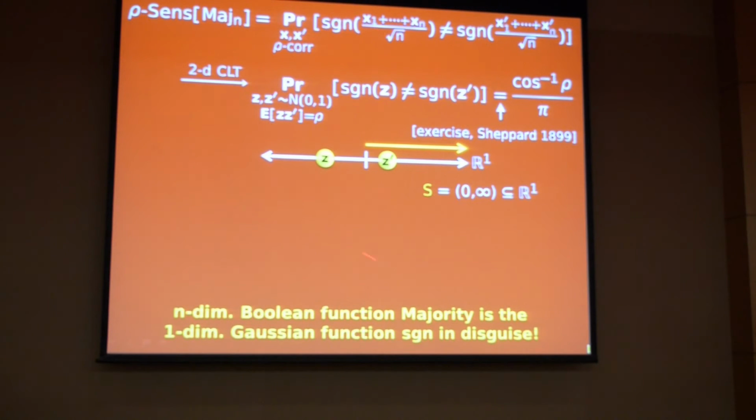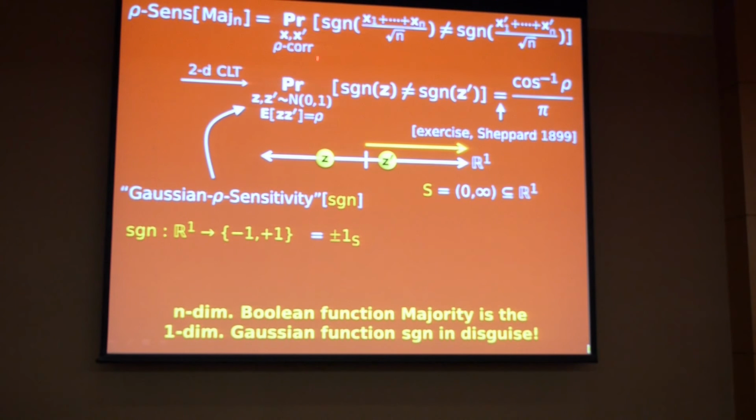What you should take away from this example is that the n-dimensional Boolean function majority is nothing more than the one-dimensional Gaussian function sign, in disguise somehow. And in fact, this quantity up here, let's give it a name. We can define this quantity to be the Gaussian rho sensitivity of the one-dimensional sign function. The sign function maps R^1 into plus or minus 1. Its indicator is the positive half line. And we're doing a similar kind of experiment to the normal rho sensitivity.